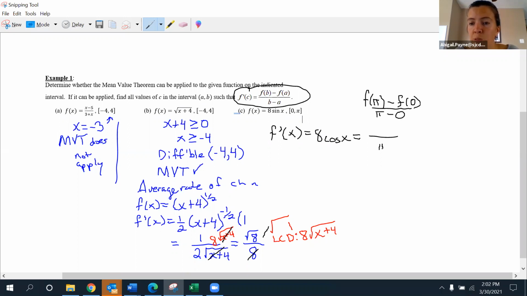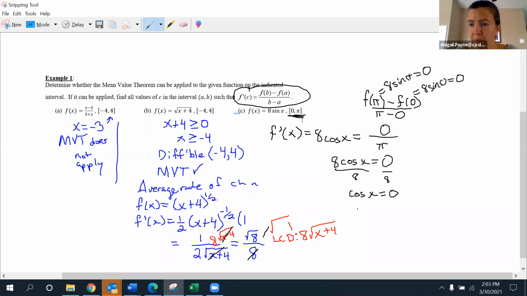Change in x is equal to pi minus 0. f of pi will be 8 times sine of pi. Well, sine of pi is 0, so this is 0. And sine of 0 is also 0, so 8 sine of 0 is also 0. So this numerator is 0 minus 0, so it's 0. And 0 over some non-zero number is just 0. So we're looking for the solution to this equation that lies in the interval from 0 to pi. If we divide both sides by 8, we get cosine x equals 0.